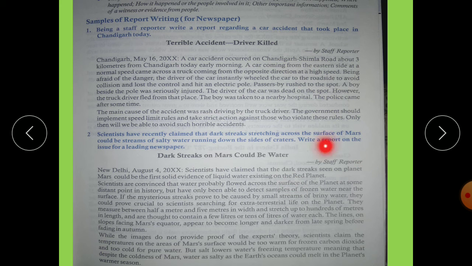Here is the another example of the report writing. These are the two further examples for the report writing regarding the newspaper. You have to read all these reports and conclude what kind of report it is and how it can be written with the same and the common format which prevails all over the report writing of newspapers.